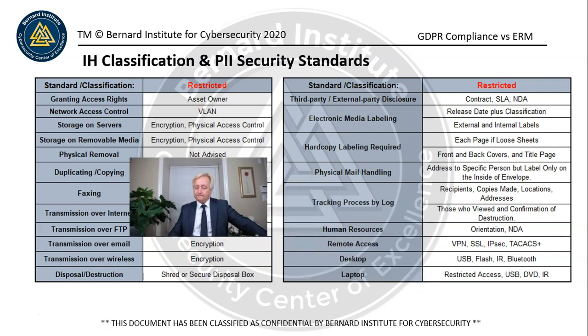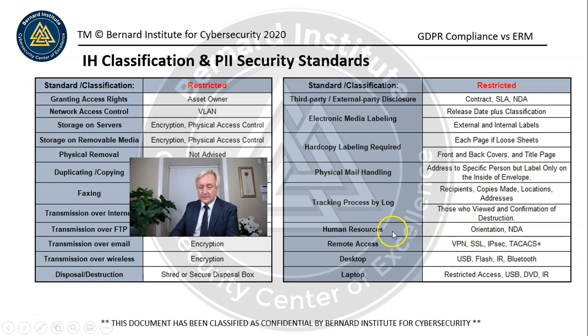Physical mail handling, access to a specific person, but label only on the inside of the envelope. So you might have a blank envelope on the outside that says it's going to Office X, Department Y, but once you open that envelope, it actually has the name of the person, so the information is still protected inside the second envelope, not exposed until it reaches the person it's supposed to go to. Tracking, of course, we track almost everything we send out. We have insurance couriers, we have regular couriers, UPS, FedEx.